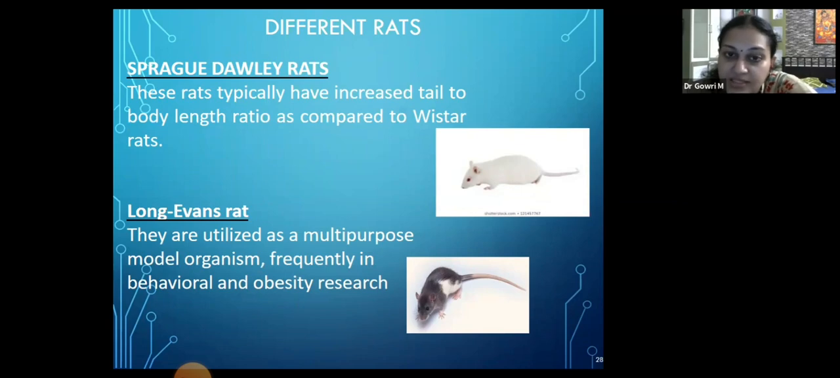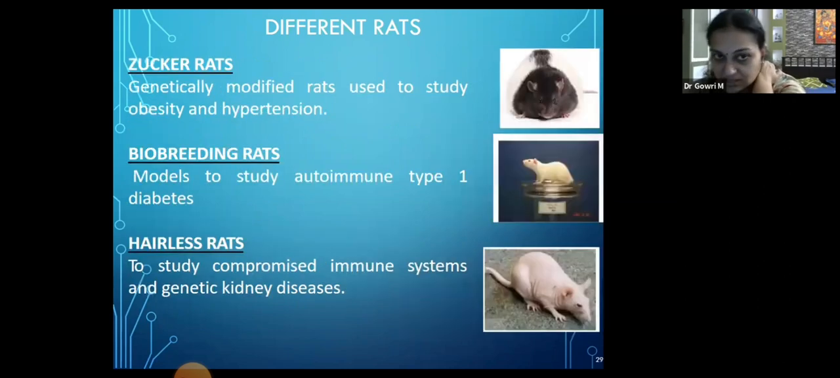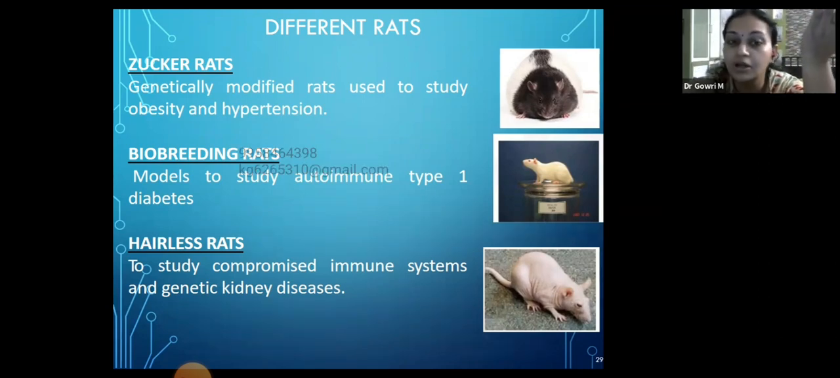Next, Sprague-Dawley rats. These rats typically have an increased tail to body length ratio as compared to Wistar rats. Long Evans rats are utilized as a multi-purpose model organism frequently used in behavioral and obesity research. So it's very important for behavioral and obesity research. You also have Zucker rats, which are genetically modified rats used to study obesity and hypertension. So for lifestyle-related diseases, you use Zucker rats, while for behavioral and obesity research, you use Long Evans rats.